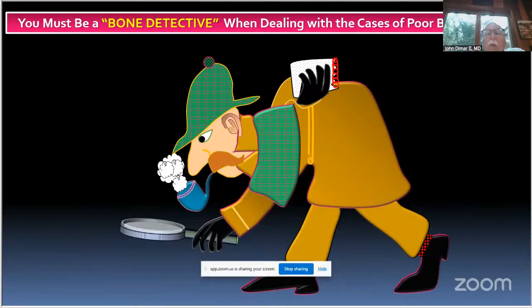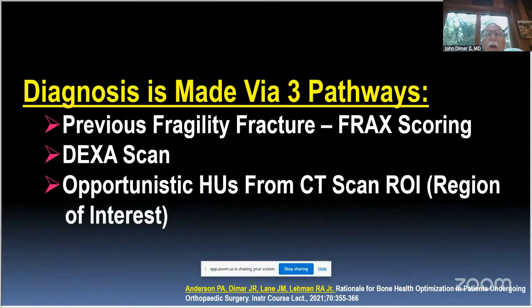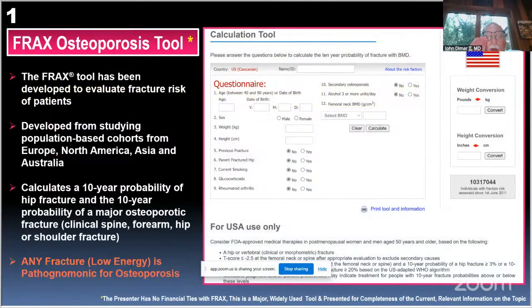So you must be a bone detective when dealing with cases of poor bone quality. You really need to look for this before you operate on people, particularly when you're doing adult spinal deformity. And you make the diagnosis pretty simply. Any previous fracture, basically a broken hip, they probably have osteoporosis by definition. You can also do a DEXA scan. In addition, of course, FRAX scoring. And for us as spine surgeons, we frequently get CT scans, so we can do opportunistic CT scans and look at the HUs.